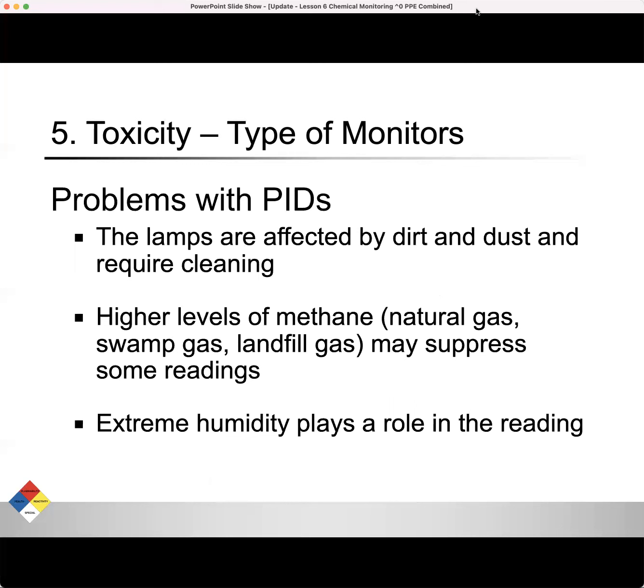So some problems with PIDs. The lamps are affected by dirt and dust, and they do require some cleaning, some maintenance. Higher levels of methane may suppress some readings. So even though it cannot detect methane accurately, high levels of methane may suppress some readings. So in the presence of methane and something else, it can't be trusted. And extreme humidity plays a role in the reading as well.